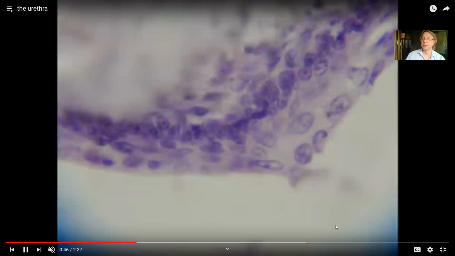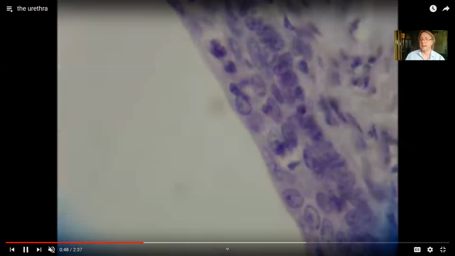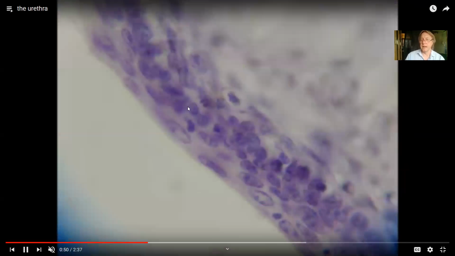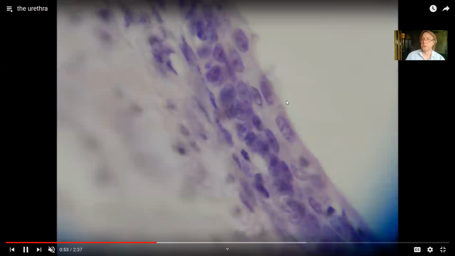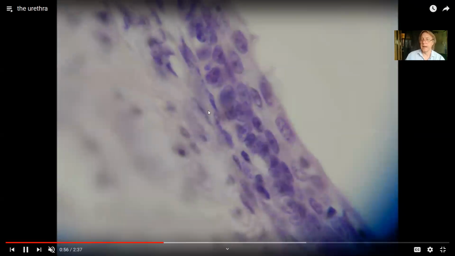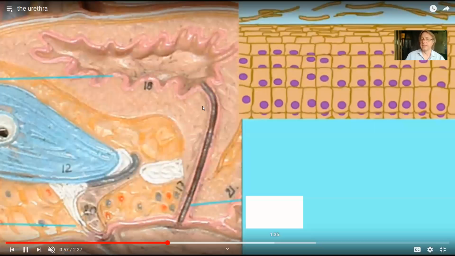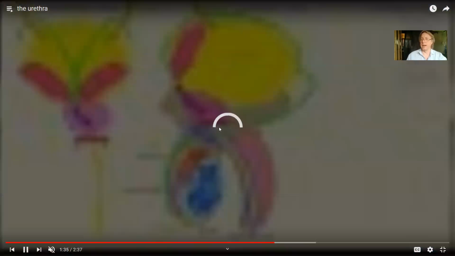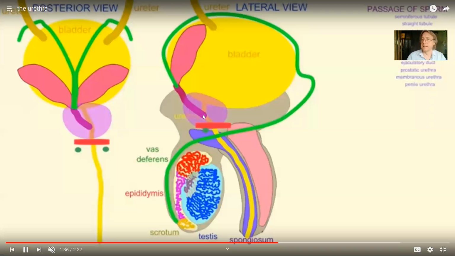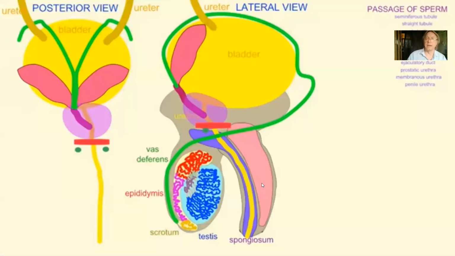So here you can see that the epithelia lining the urethra is made of several cell layers. It's stratified, and the cells are squamous, flat at the superficial, the apical layer. That's why squamous epithelial cells can be in urine.